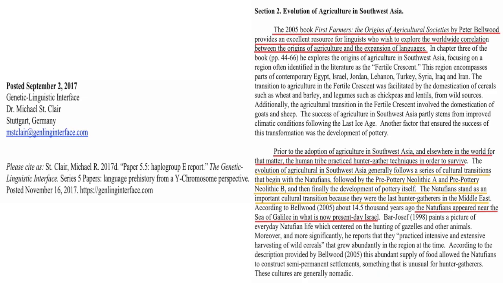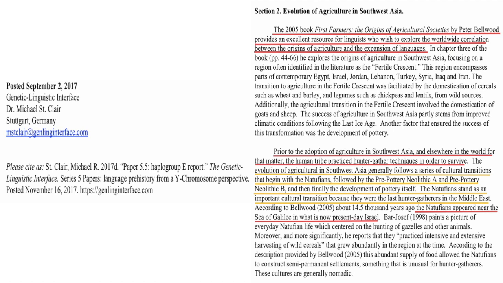So this is actually another paper that goes into the early Natufians. This paper is titled The Genetic Linguistics Inference, and it reads, the 2005 book, First Farmers: The Origins of Agricultural Societies by Peter Bellwood, provides an excellent resource for linguists who wish to explore the worldwide correlation between the origins of agriculture and the expansion of languages.